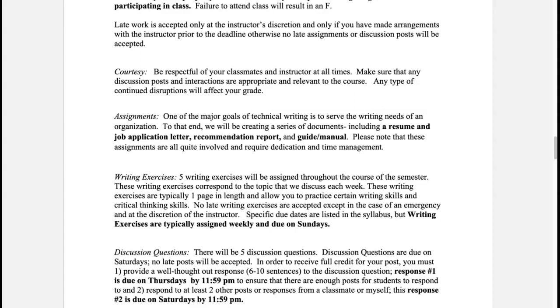So moving on to the assignments, we are going to have 3 major assignments. The first one is a resume and job application letter, otherwise known as a cover letter. We're also going to do a recommendation report. And the final assignment is a guide/manual. This is a department-wide assessment. So that means that every English 218 class has to do a manual during the semester. As far as minor assignments, we do have 5 writing exercises. The writing exercises basically require you to write a memo or an email or some sort of writing exercise, like an analysis of instructions. For one of them, I have you work on your design skills. So I have you revise a newsletter.